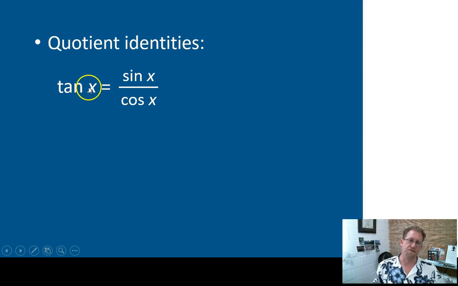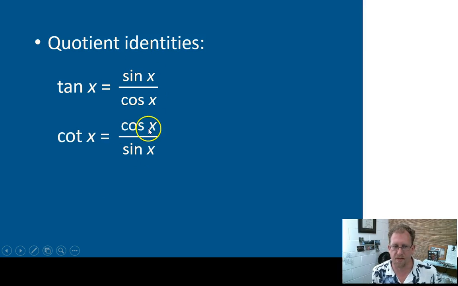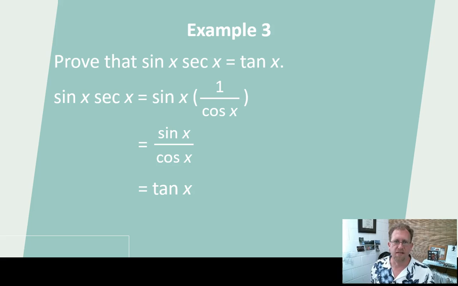Now, if that is what a tangent is, remember a tangent standing on its head is a cotangent. So if I just invert these two, then the reciprocal of this is this. And so the reciprocal of a tangent is a cotangent. So the cotangent of x is the cosine of x divided by the sine of x. Are you confused yet? Don't worry, you'll get way more confused. Here's an example of what we're going to do today. Ready? Deep breath. Okay. Prove that the sine of x times the secant of x is the tangent of x.